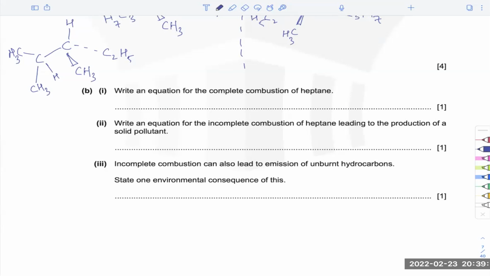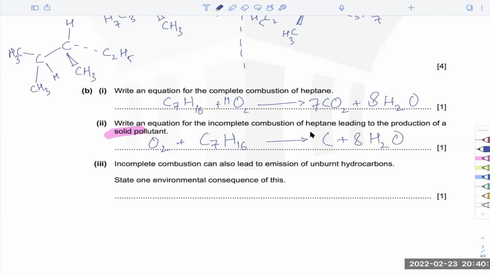Write an equation for the complete combustion of heptane, carbon dioxide plus water. I have 8 water, I have 7 carbon dioxide, 14 plus 8, 22 divided by 2. Balanced. Write an equation for the incomplete combustion of heptane, leading to production of a solid pollutant. Interesting. We need a solid pollutant. Incomplete combustion produces carbon monoxide or just carbon. Yeah, just carbon. So C7H16 plus oxygen producing carbon plus water. 8 water, obviously, 7 carbon, but now I just need 4 oxygen. So, yep.